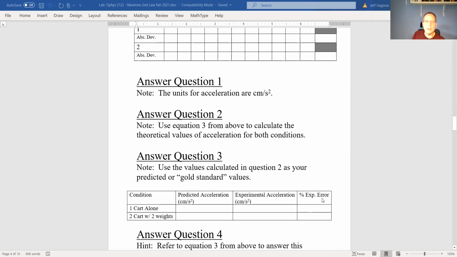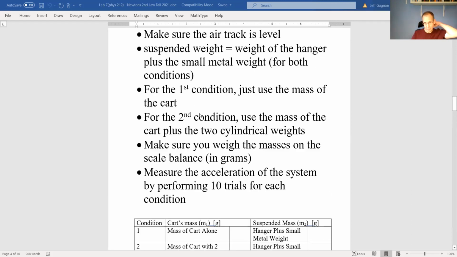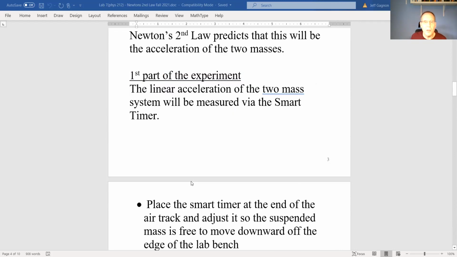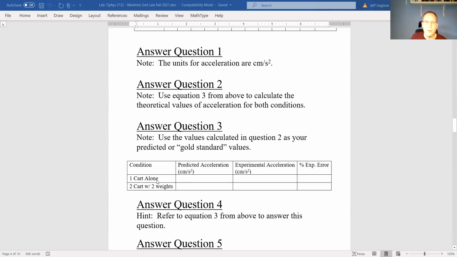Okay, question 2 is to compute, using that equation that we just derived, A equals M2G over M1 plus M2, the predicted accelerations. So for the first condition, compute that and show me that calculation. And then for the second condition, where you have the heavier cart, compute the acceleration and show me the calculation.